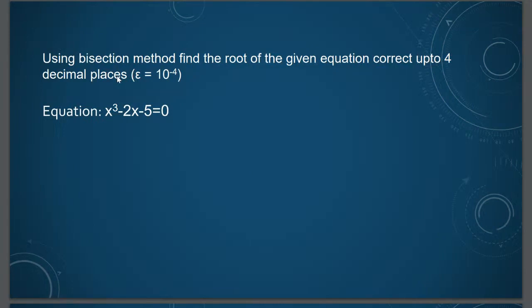So now let's do this example. Using the bisection method, we have to find the root of the equation x cubed minus 2x minus 5 equal to 0, where epsilon naught is given as 10 raised to the power minus 4. That is, we have to find the root correct up to 4 decimal places.